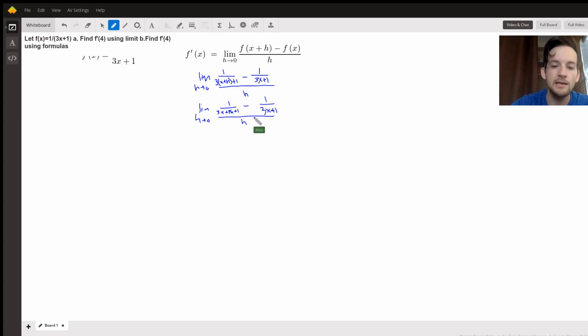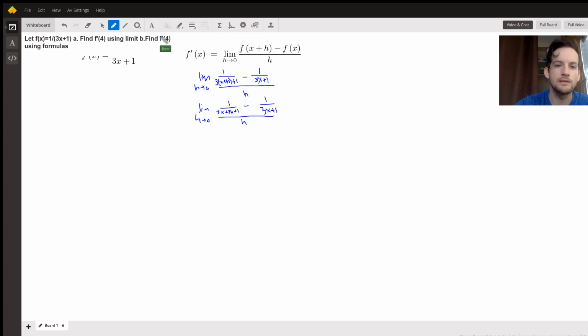So let's keep going. We've got to deal now with the fact that in the numerator, we have actually two different fractions. We have two fractions inside of a bigger fraction. And so what we want to do is combine those two fractions into one. To do that, we need a common denominator. And there's a really common strategy for doing that.